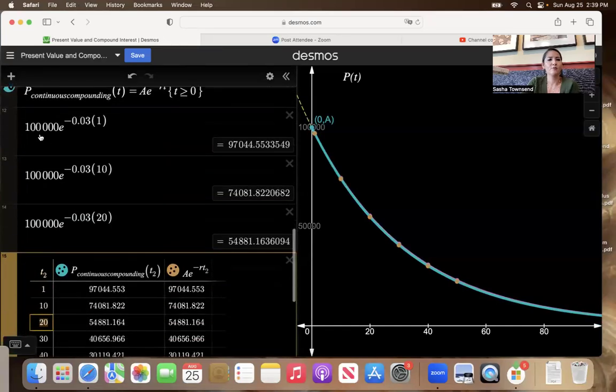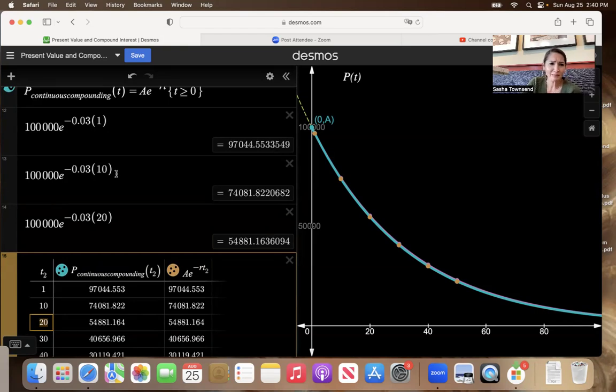And then we see that if we evaluate our P formula, where we're using that continuous compounding formula, with r equals 0.03 at 1 year, we get $97,044.55. So if you want $100,000 next year, you need to deposit $97,000 this year. Say, oh goodness, I don't have $97,000. That's okay. Well, what if you're willing to wait 10 years at 3% interest? Well, then you'd have to deposit $74,000 now. I don't have that much.